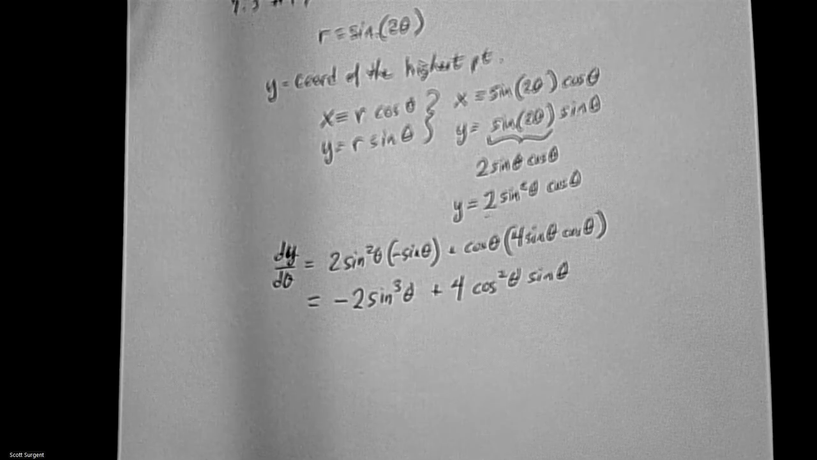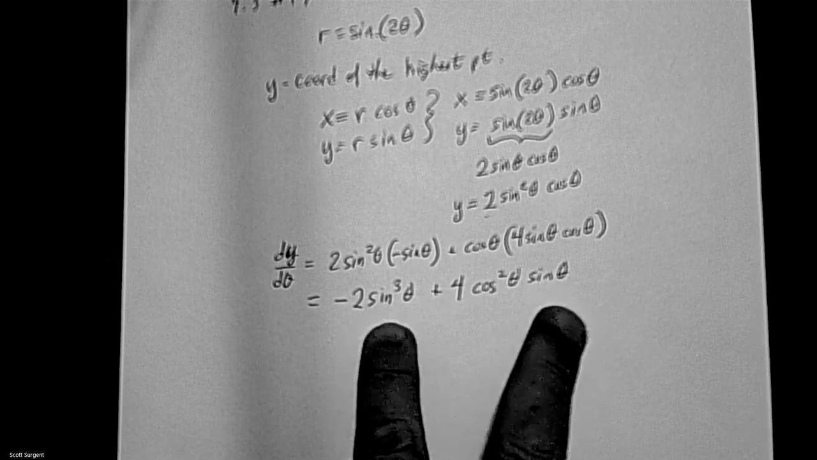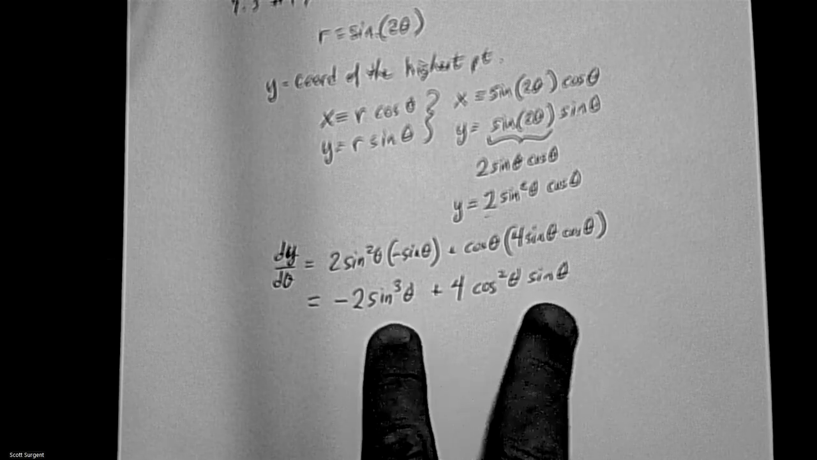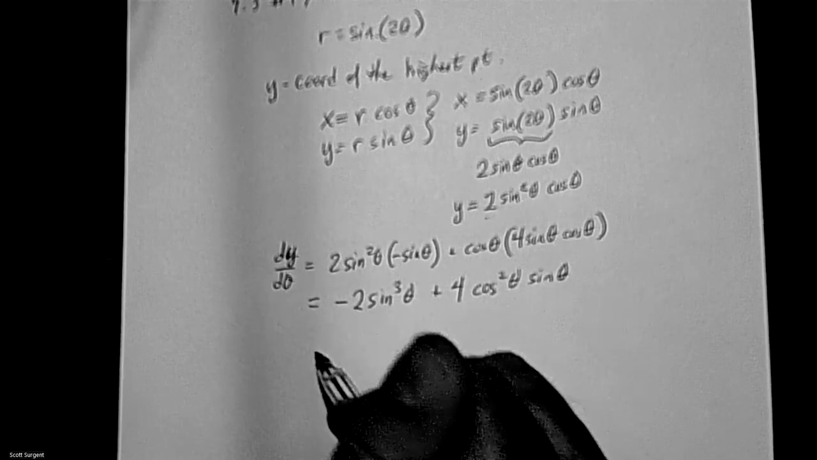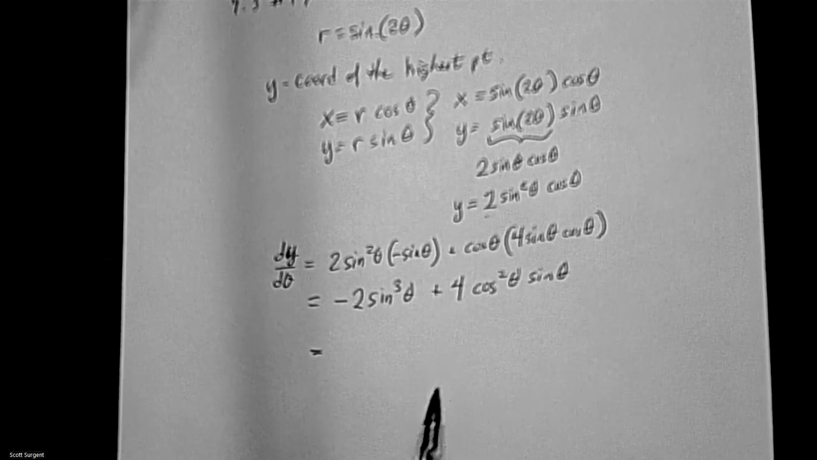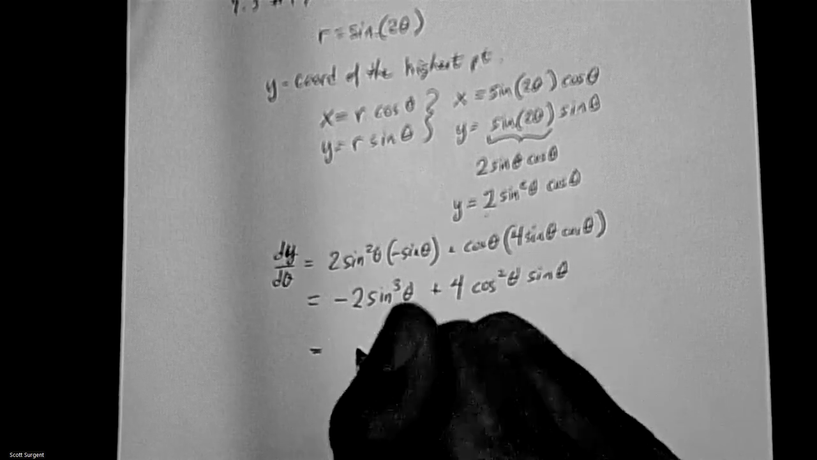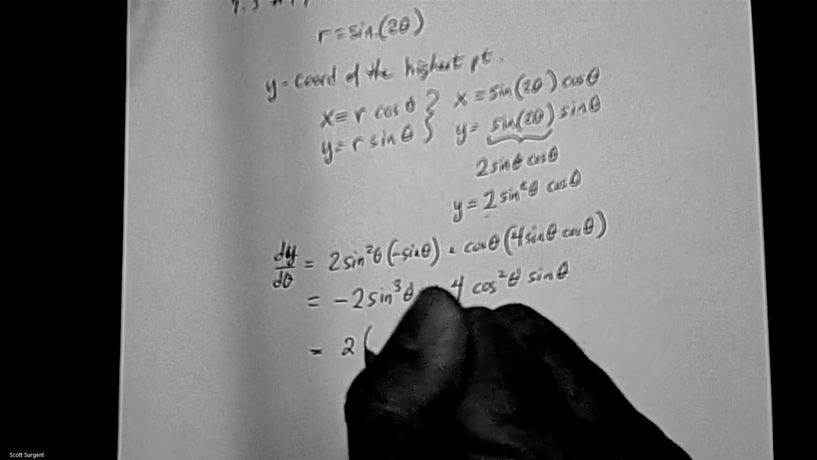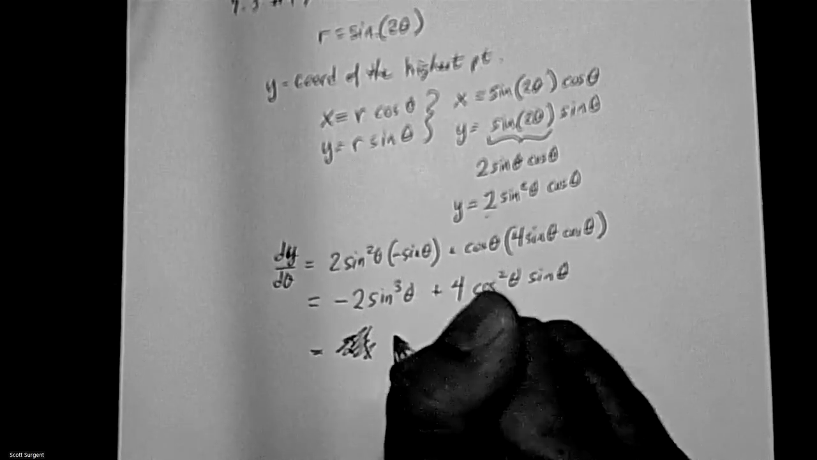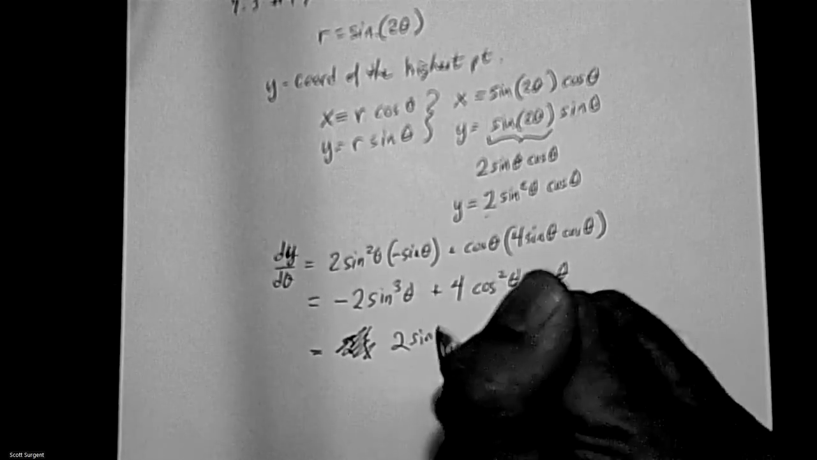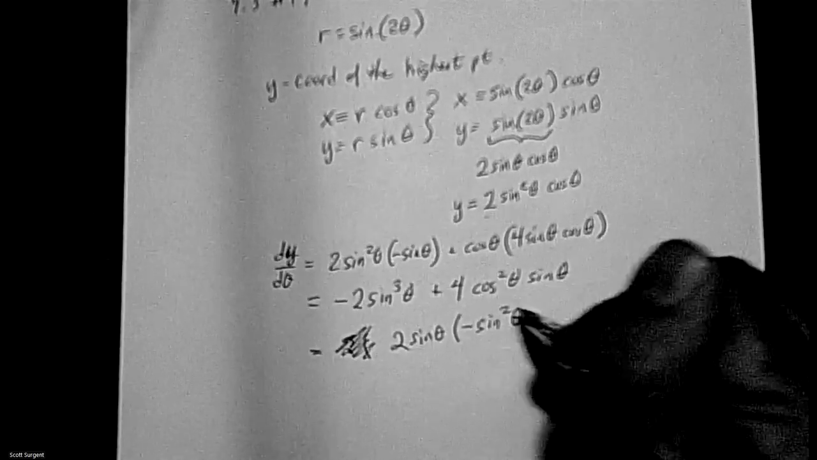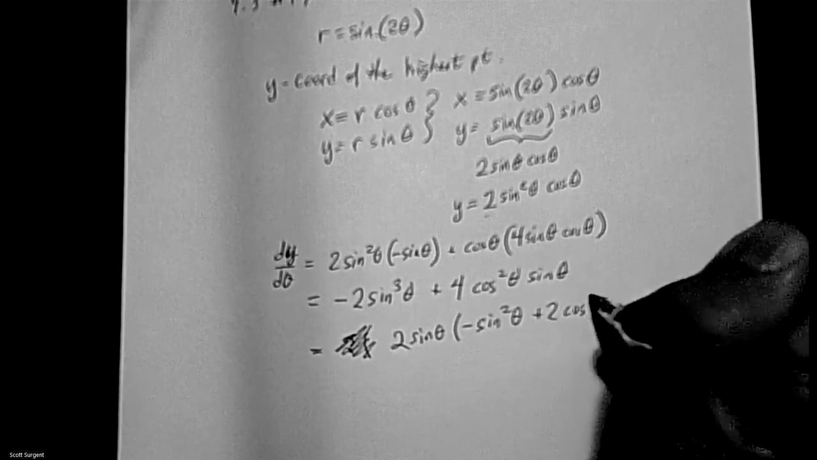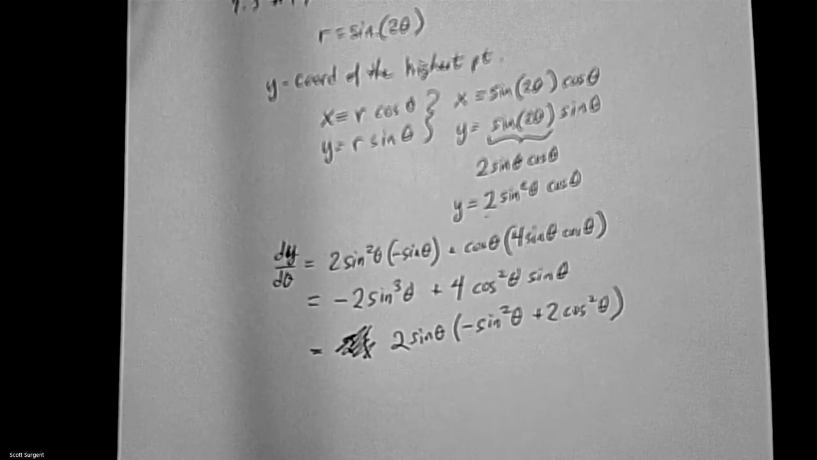As nasty as that looks, it's actually manipulatable, because I'm only manipulating and moving around sine thetas or cos thetas. I don't have to worry about 2 thetas in there because that's like a whole different object at that point. I can bring out a 2. Actually, I can bring out a 2 and a sine theta. That leaves a negative sine squared theta and a 2 cos squared theta. At that point, we're in business.